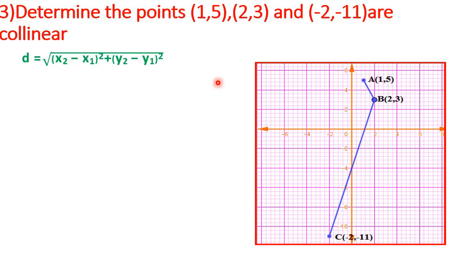So what is the distance formula? D is equal to the square root of (x2 minus x1) whole square plus (y2 minus y1) whole square. Now let us find out the length of AB, the length of BC and the length of AC.